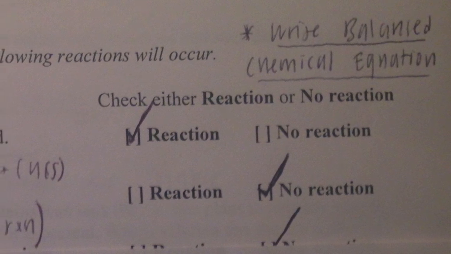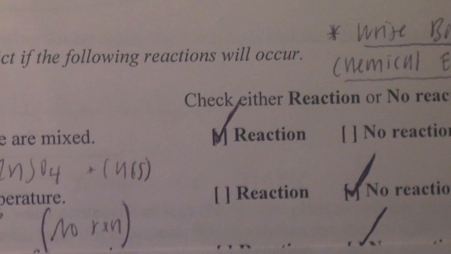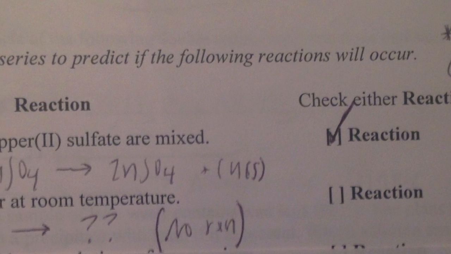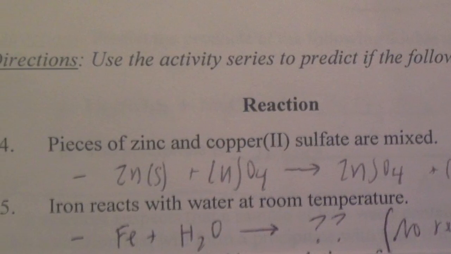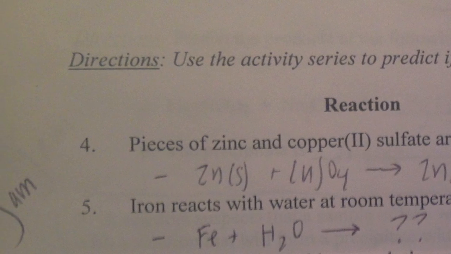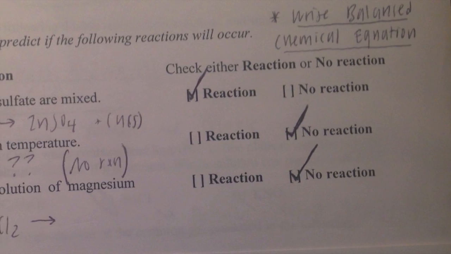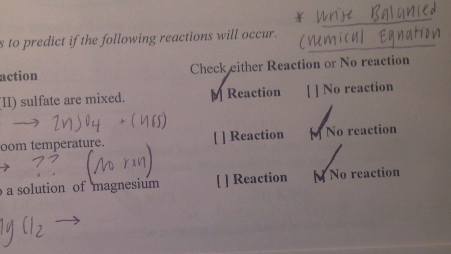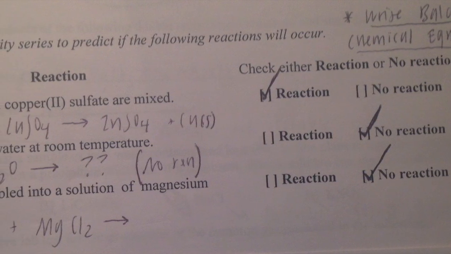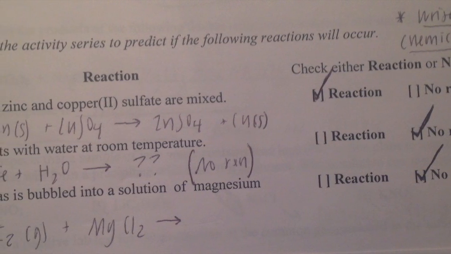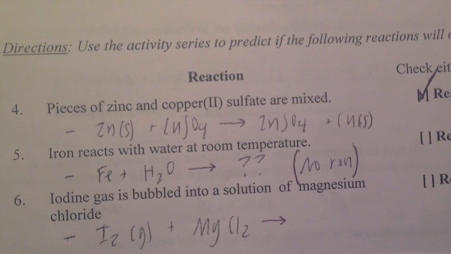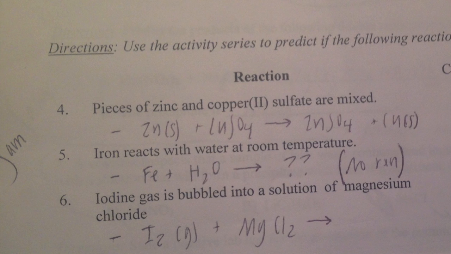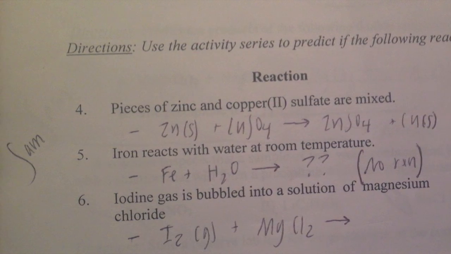All right, for number 5, you're working with iron reacting with water at room temperature. You're going to look on your activity series, and you're going to see that iron cannot replace hydrogen, so there's going to be no reaction. And problem number 6, you have iodine gas bubbled into a solution of magnesium chloride. So what you want to do is check the activity series of halogens to see if iodine can replace chlorine, and it cannot, so you're going to have no reaction.